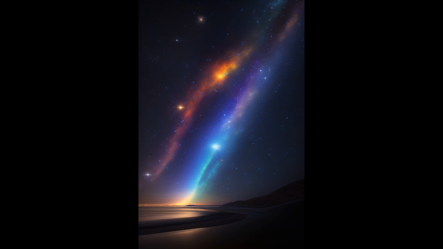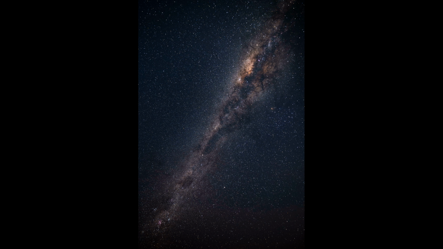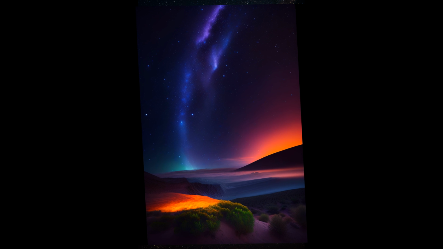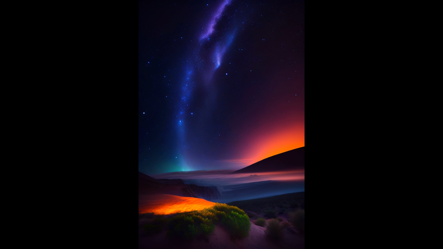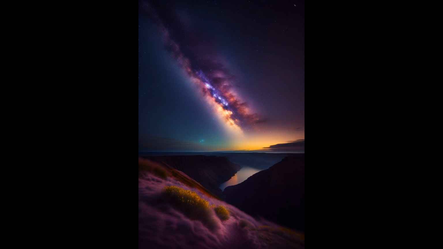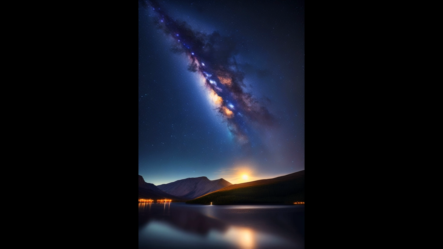Neutron star or black hole. In a high-mass star's supernova explosion, the core collapses under its own gravity. If the core mass is between 1.4 and 3 times the mass of the Sun, known as the Chandrasekhar limit, it becomes a neutron star. Neutron stars are incredibly dense and have powerful magnetic fields.